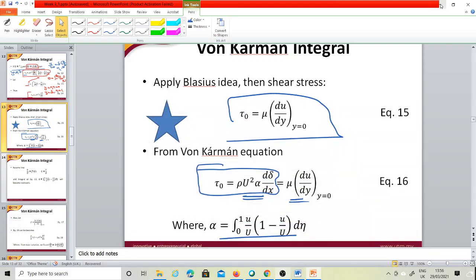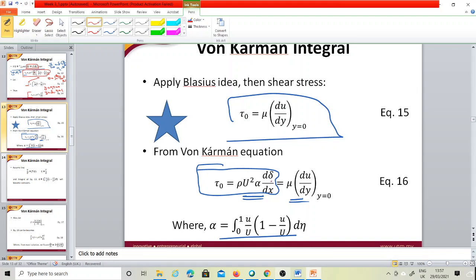So, okay, students, I will continue to explain. In the previous video, you saw that we could get this expression for the wall shear stress. In this case, you will get something like rho u square alpha d delta by dx.